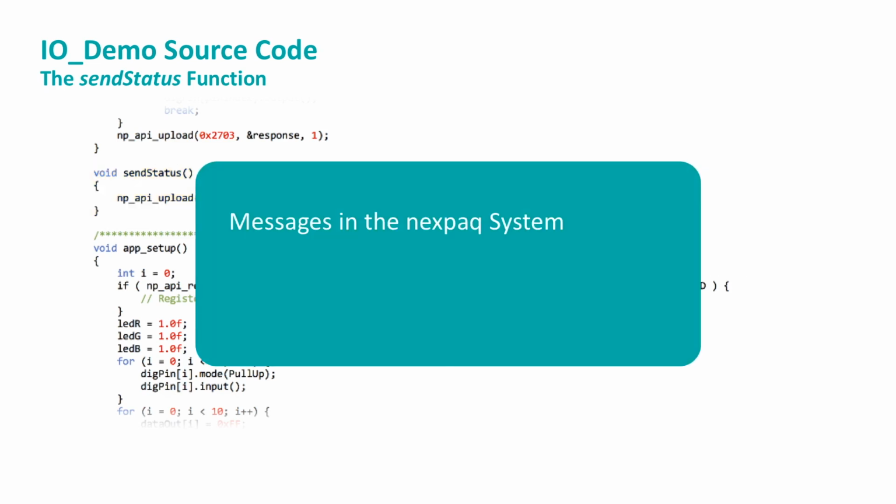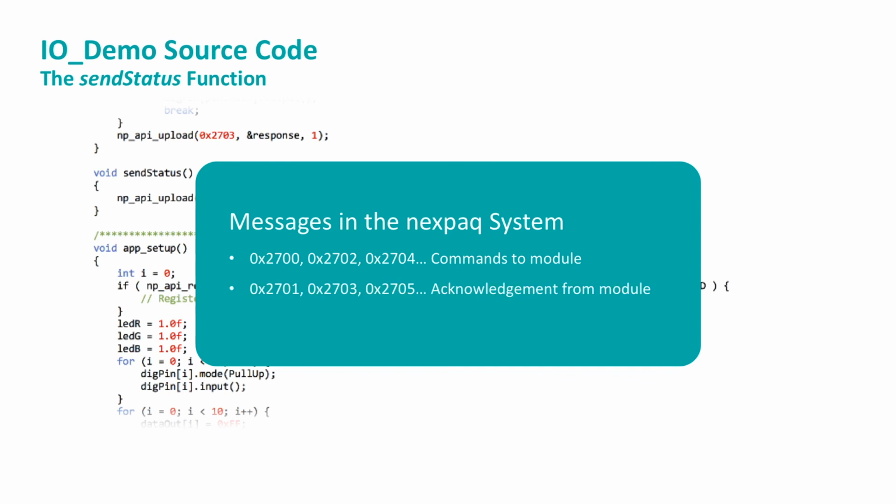Now, this brings up something important. In the nexpaq API system, commands from the smartphone to the module are always even-numbered messages in the range 2700 hex to 27FE hex. Acknowledgements from the module back to the smartphone are always numbered exactly one more than the command. For example, a command numbered 2708 hex will be acknowledged with a message numbered 2709 hex. Unsolicited status updates from the module to the smartphone are always sent with a message number 2800 hex.